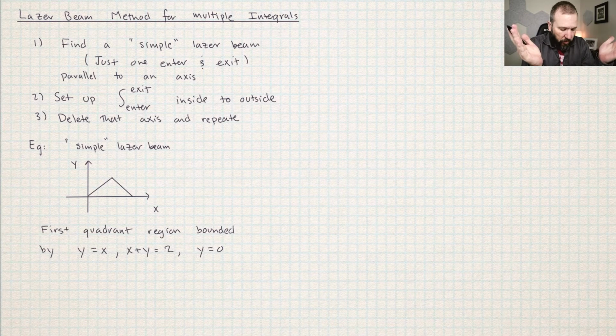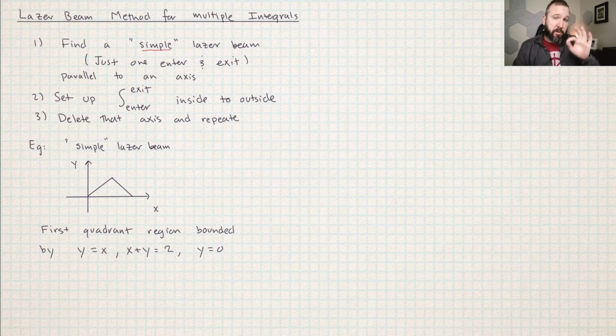The method that I use for setting up multiple integrals, I call the laser beam method. And this is the way it works. What you do is you look for a simple laser beam. What that means is you shoot a laser beam parallel to one of the axes, and what you want to have happen is only one place where the laser beam enters the object and exits the object. Okay, so then you set up an integral, where you put where it enters on the bottom and where it exits on the top, and you're setting up your integrals from inside to out. And then you just delete that axis and you just repeat the process until you run out of axes.